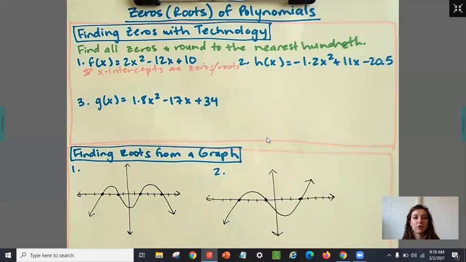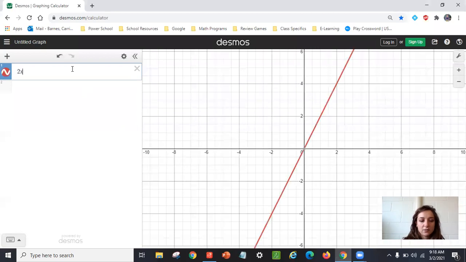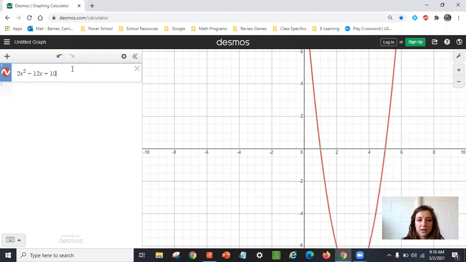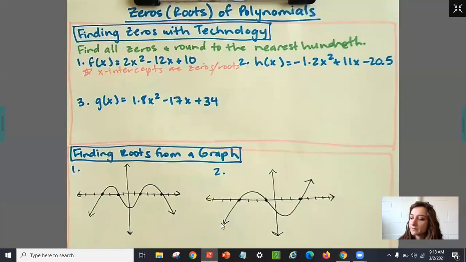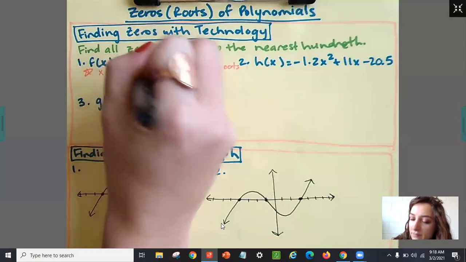So if we want to find all the zeros with technology, all that we're going to do is type this into Desmos and see where it crosses the x-axis. So let's go to Desmos, and we're going to type it in: 2x squared minus 12x plus 10, and we're going to click on where this crosses the x-axis. So this one crosses at 1 and 5. So since it's crossing at 1 and 5, our answers are x equals 1 and x equals 5.